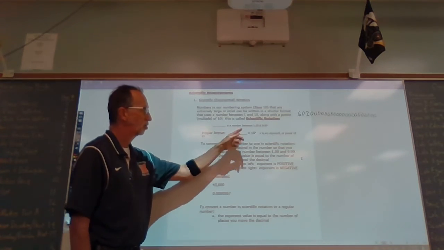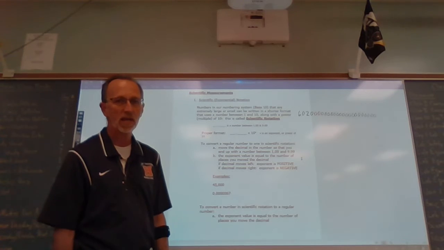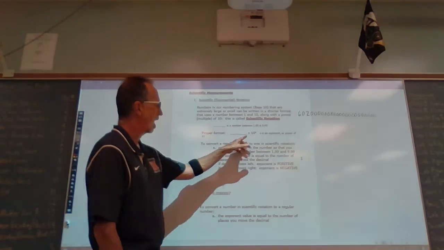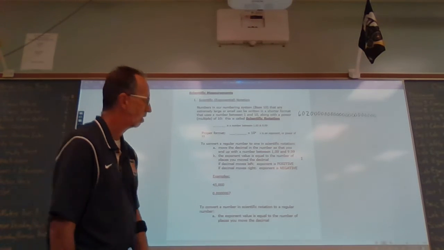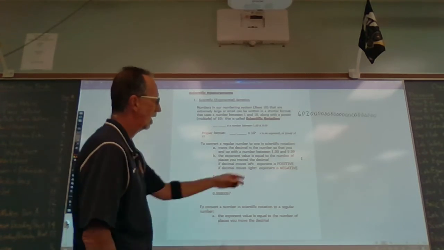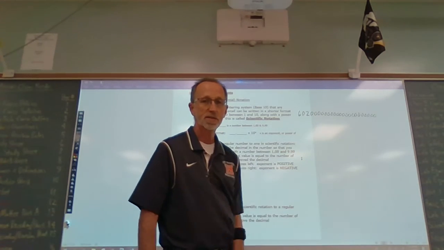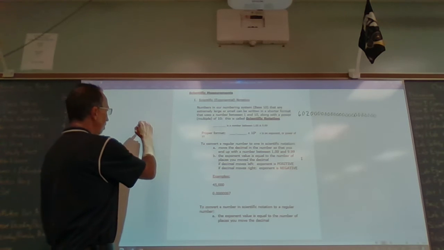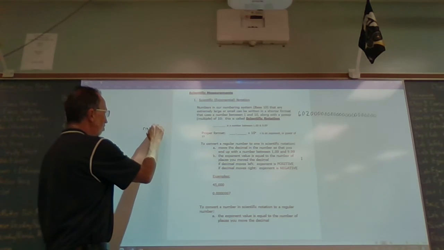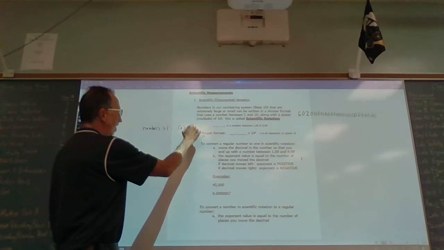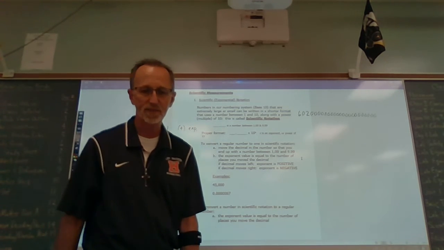This is a number between 1.00 and 9.99, so greater than or equal to 1 but less than 10, times 10 to some power. That's the exponent. So again, Avogadro's number is an extremely large number. It's 6.02 times 10 to the 23rd, a positive 23. So for numbers whose values are greater than 1, you will end up with a positive exponent in scientific notation.